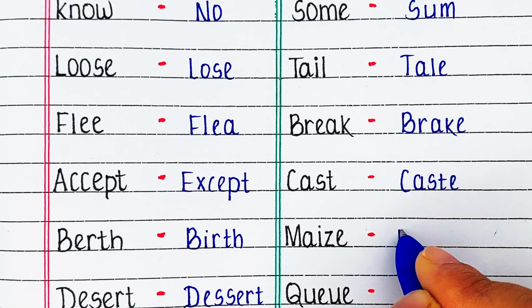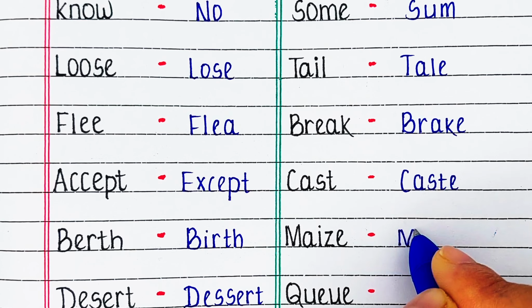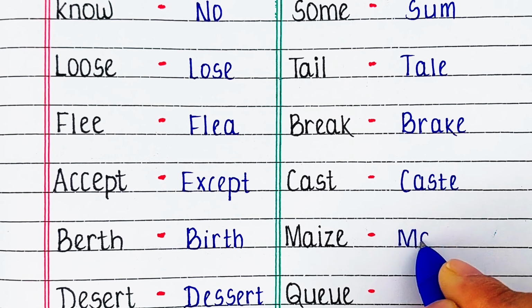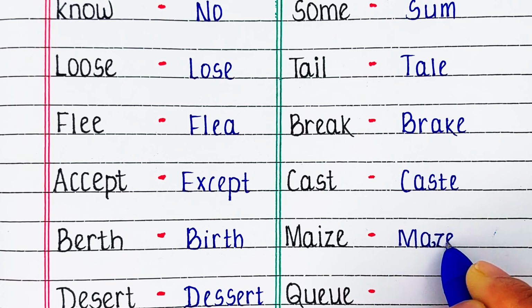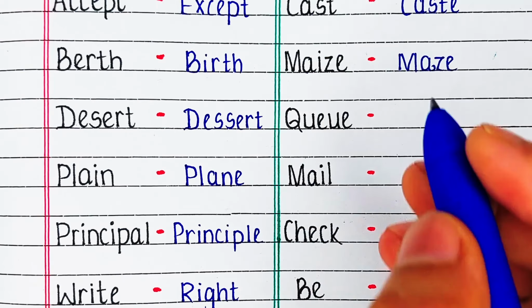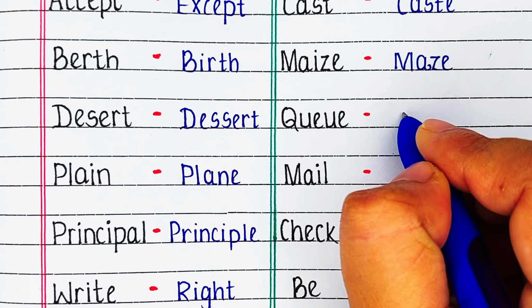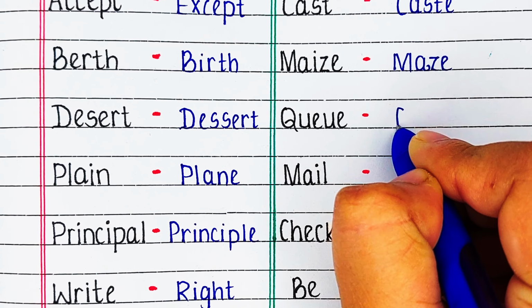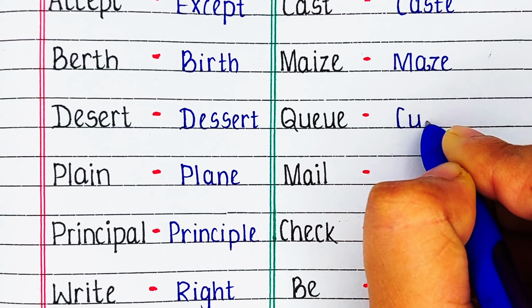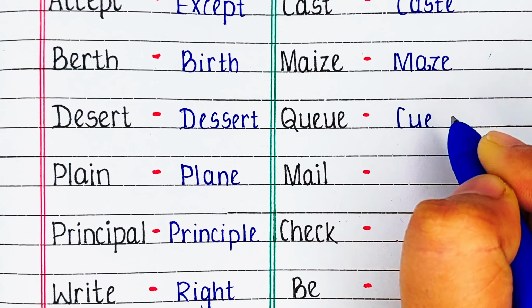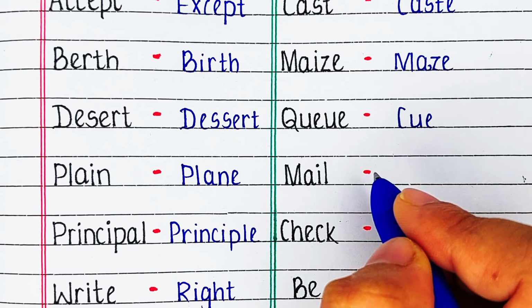Next pair of confusing words, maize. MAIZE means corn, whereas MAZE means a confusing area. Next pair of confusing words is queue. QUEUE means to form a line, whereas CUE means to give a prompt.